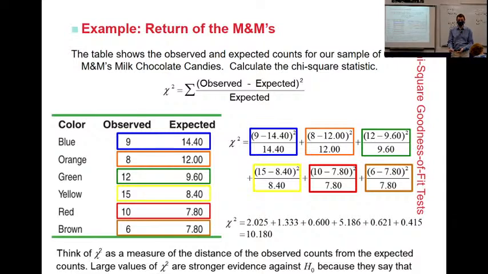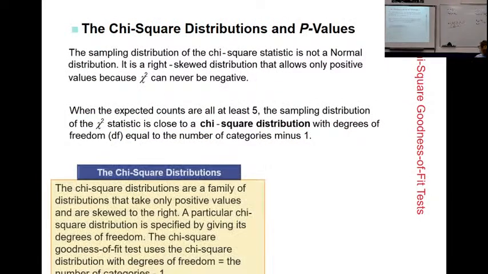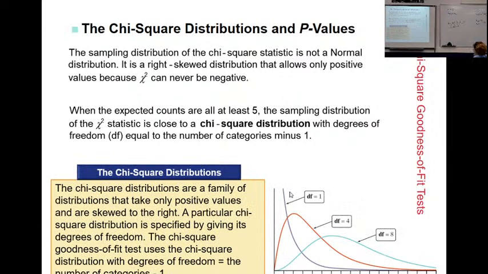So, continuing. Chi-squared, just like t, is a different distribution from the normal distribution. But t looked pretty close to a normal distribution. Chi-square distribution does not. Here is what our distribution looks like here, and it is a skewed right distribution, pretty heavily skewed right distribution.